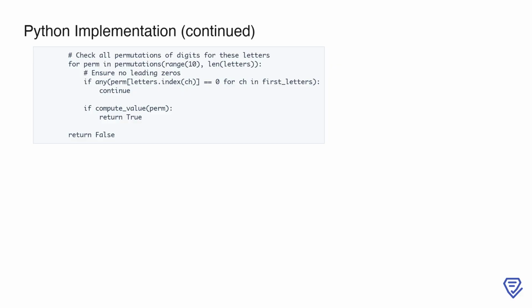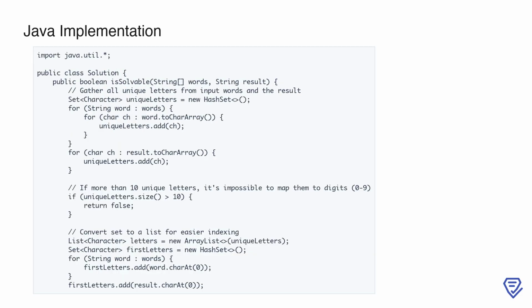To start, we first import the necessary Java utilities and define the main is_solvable method. This method takes an array of strings, representing the input words, and a single string for the result. The first step is to gather all the unique letters from both the words and the result. These letters are stored in a hash set, ensuring that no duplicates exist. The reason for this is that each unique letter must eventually be mapped to a distinct digit.